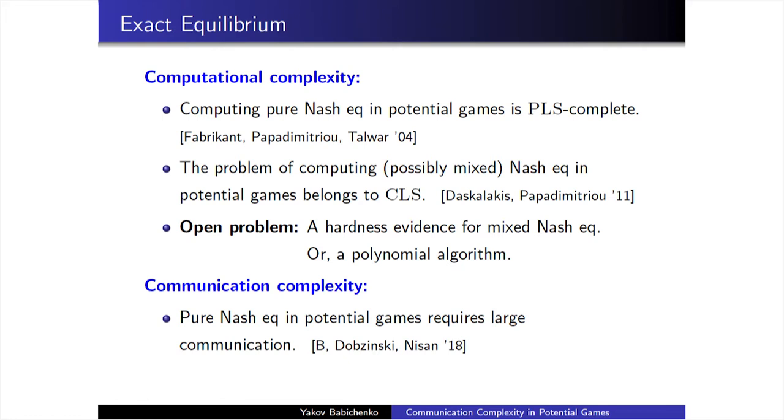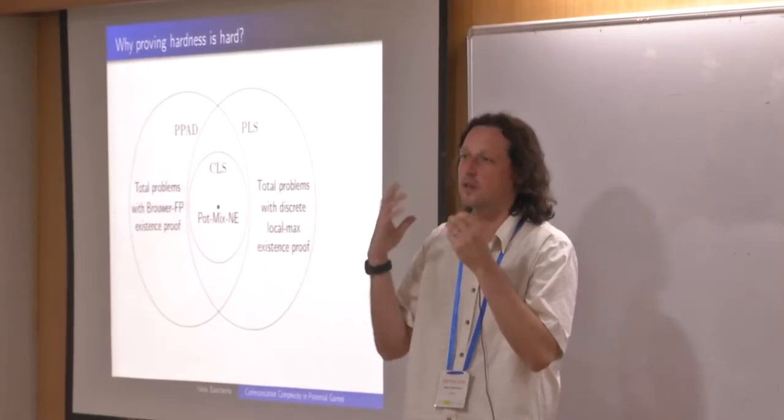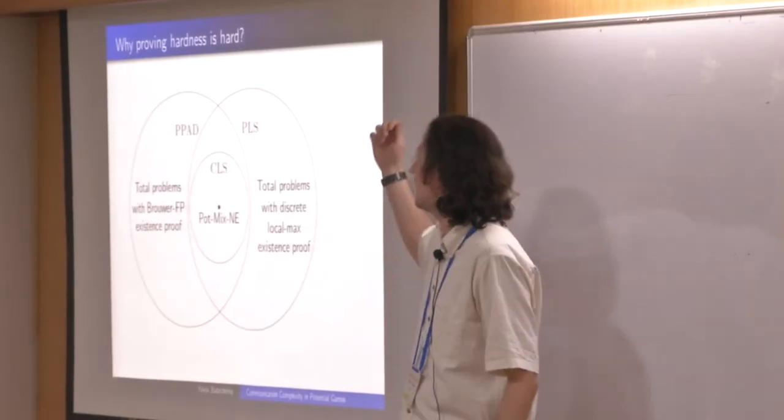how to solve. What about communication complexity, the topic that we are talking about today? Pure Nash equilibrium in potential games requires large communication, and in fact, it's quite a recent result. And our result today, what I want to present to you, is that mixed Nash equilibrium in potential games requires high communication. Let me say a few words, for at least some intuition, on why.